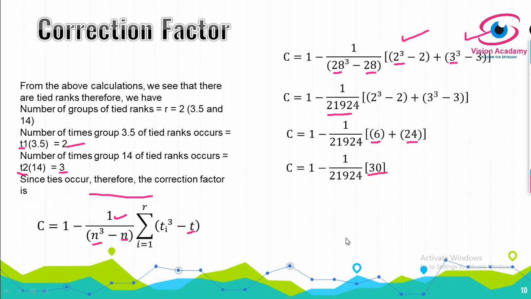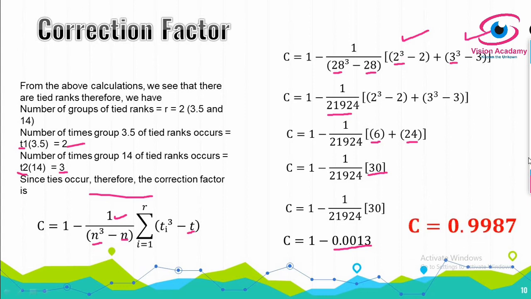So I will take it into the next step, that is 1 minus 1 by 21,924 into 30. Firstly we will divide 1 by 21,924, thereafter I will multiply that by 30. So finally I got 0.0013. Now finally I have to find the correction factor. So correction factor C is equal to 0.9987. So we found the correction factor.